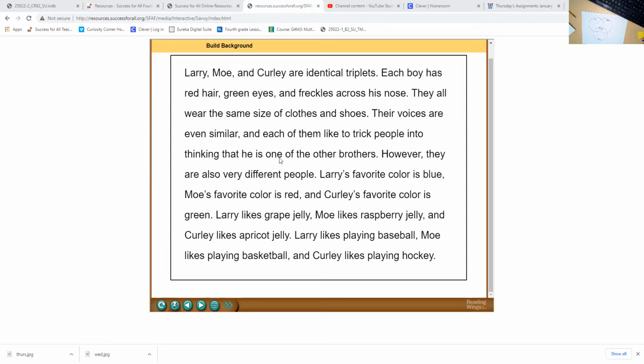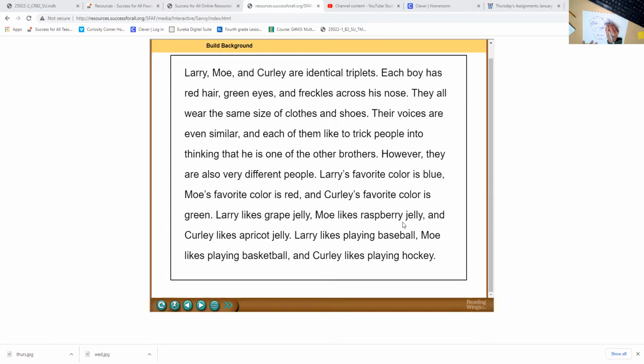Their voices are even similar. But here we have the different colors. Let's see. Larry's favorite color is blue. So I'm going to put that over here under Larry. He likes blue. And then I see that Moe's favorite color is red. So I'm going to put likes red. Curly's favorite color is green. So I'm going to put likes green. And then let's see, Larry likes grape jelly. So I'm going to put likes grape. And then it says Moe likes raspberry jelly. I guess I'll put jelly underneath here.